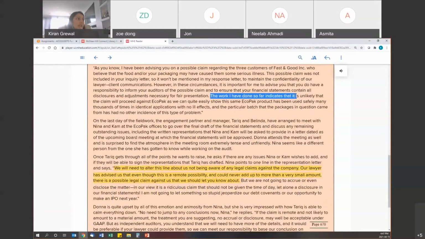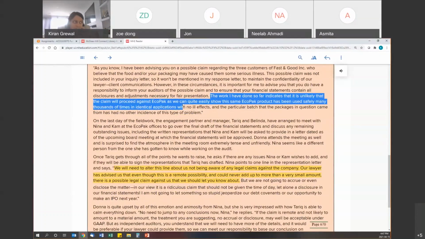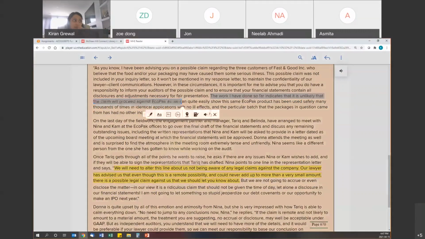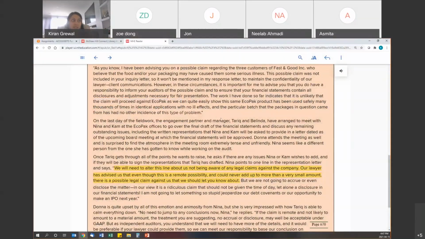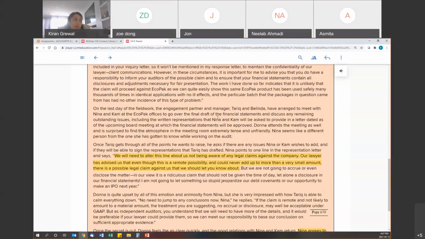He said that based on the work he's done so far, it's unlikely that the claim will proceed against EcoPack. So the lawyer's thinking that the company is going to win the lawsuit and won't have to pay any money. He thinks you probably won't have to pay anything, so it's unlikely that this will go anywhere.